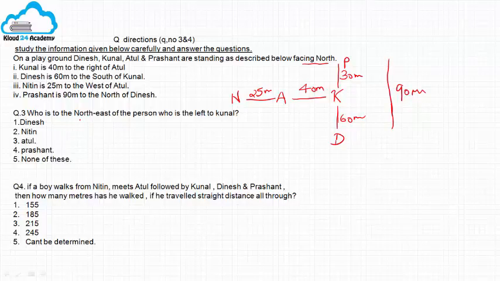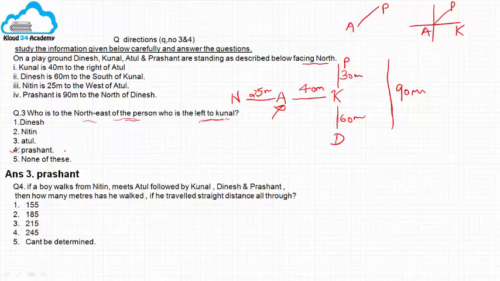Who is to the northeast of the person who is left to Kunal? So first let's see who is left to Kunal. So Atul is left to Kunal. Now who is northeast of the person who is left to Kunal? Left to Kunal is Atul. Then who is northeast to Atul? Northeast to Atul is Prashant. Here is Atul, here is Kunal, and here is Prashant. So it's northeast. So Prashant is the answer.